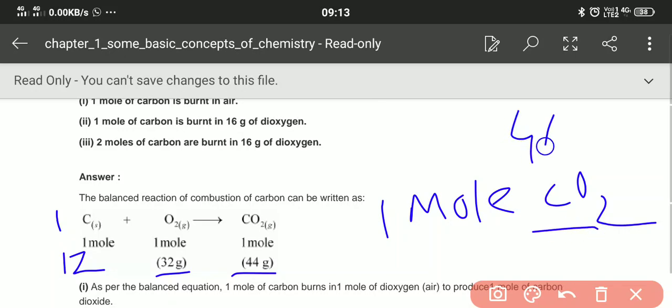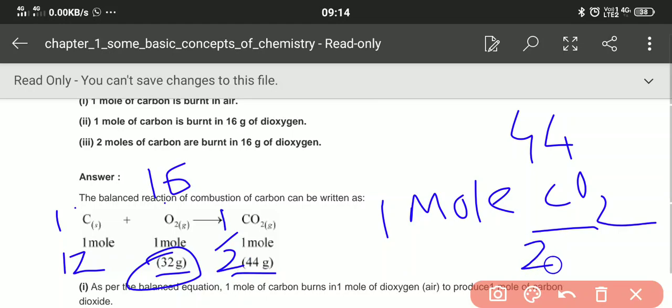So how much amount? 44 gram. Now second, 1 mole of carbon is burned in 16 gram of dioxygen. Carbon is 12 gram, and oxygen is the limiting reagent. If we reduce the oxygen to 16 gram, then how much carbon dioxide is produced? It is half of 44, that is 22 gram, half mole and 22 gram.